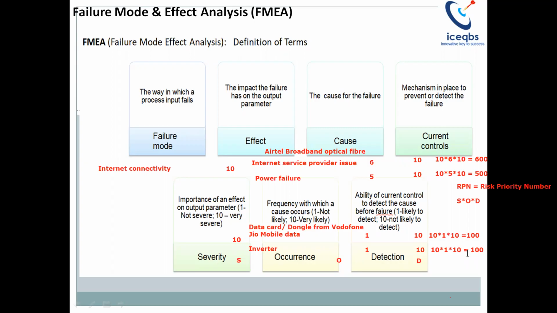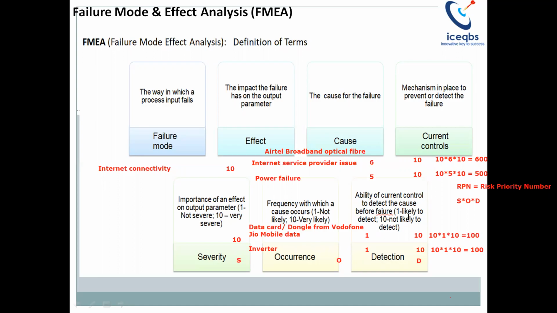Initially I identified some 10 failure modes. Then I decided that wherever the RPN is more than 500, I will take action. Then I identified these two, that is the internet service provider and power failure. Then I addressed the two issues. It took me around 1 month to take this action. Then after the 1 month, after taking this action and finding that it is effective, I again redo the FMEA. Since I have taken action, this RPN is going to be very low.